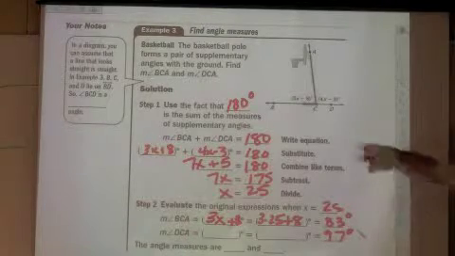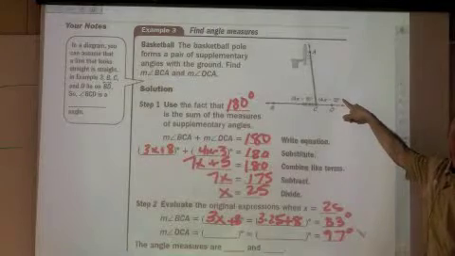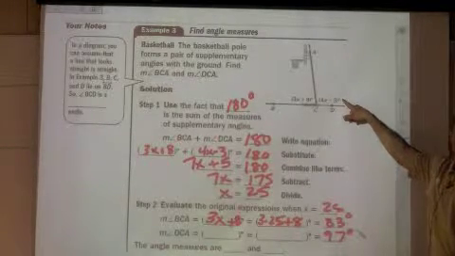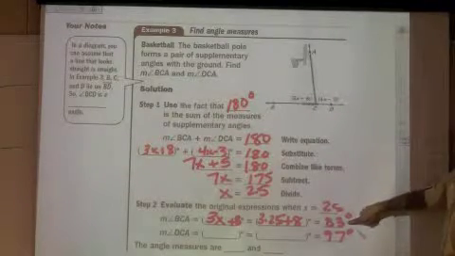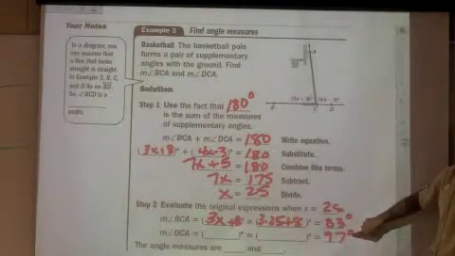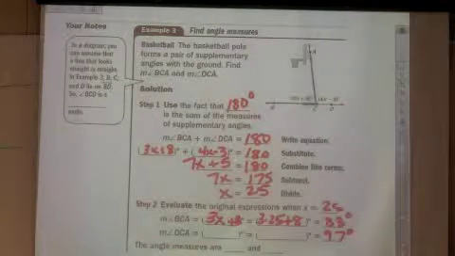What's another way I could have done it without doing all this? And said, what's 4 times 25 minus 3? What's that? Has to be 100 degrees. Has to be 180 degrees. And if this one's 83, well, this one's got to be 180 minus 83. Hey, it gives us the same thing. Okay? So we've got our two angle measures.